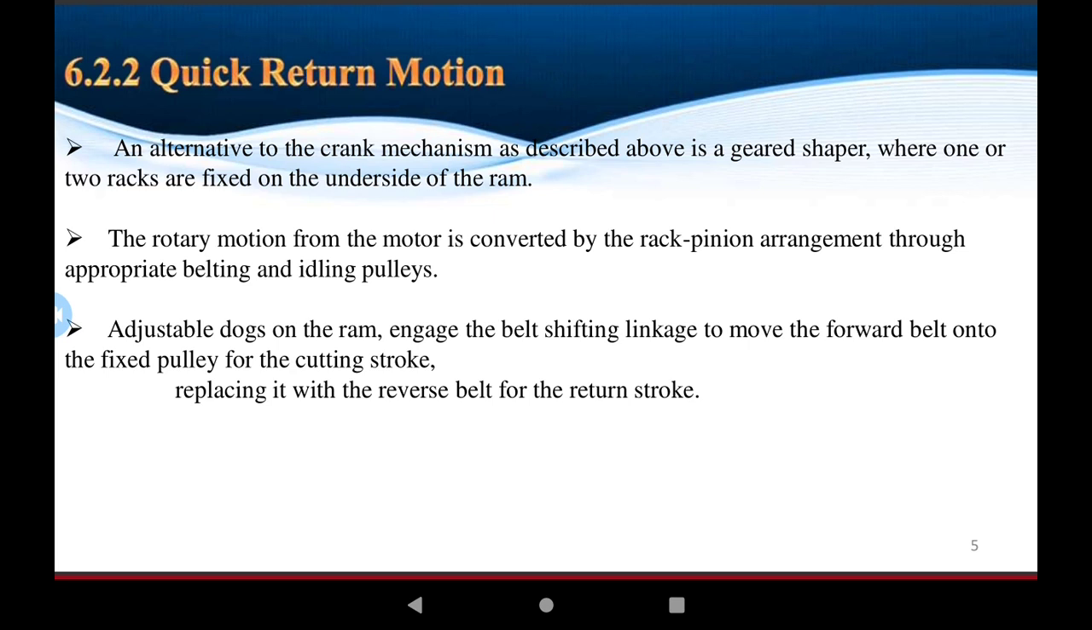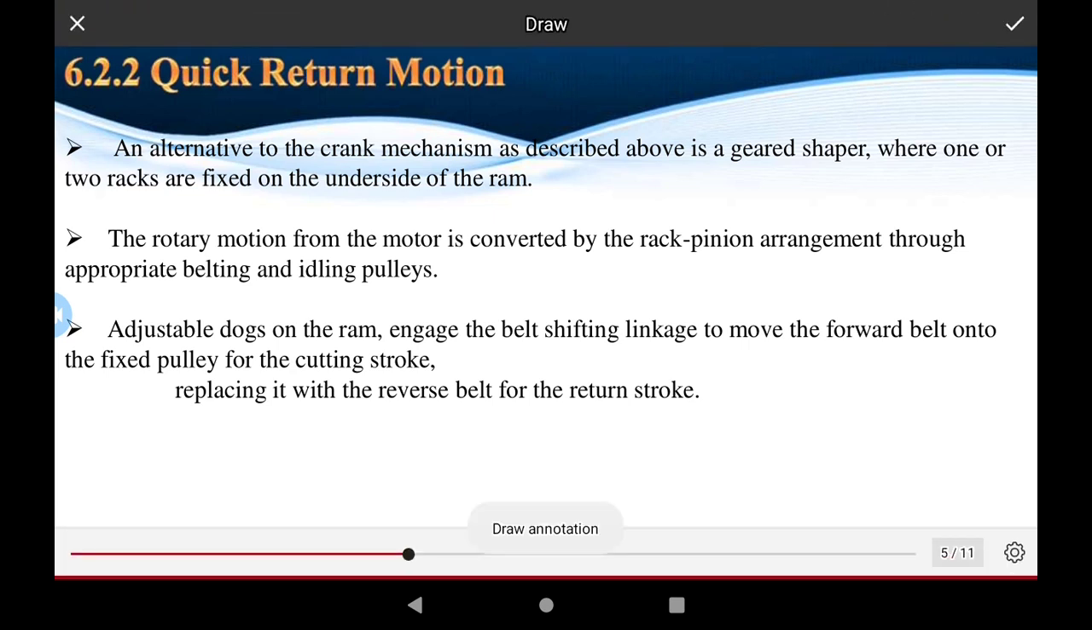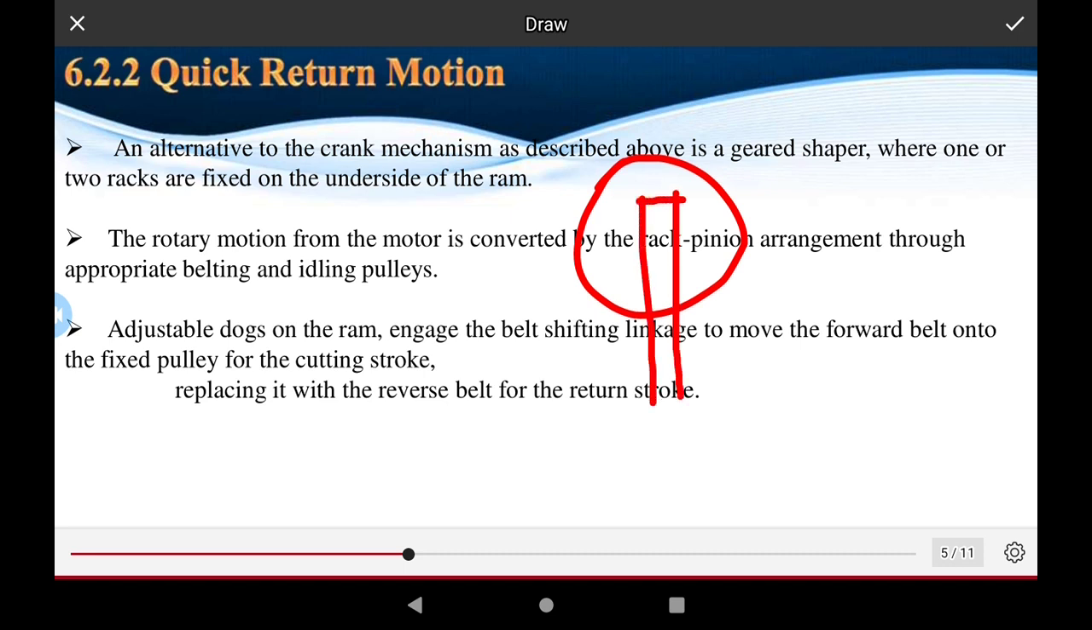And the rotary motion from the motor is converted by the rack and pinion arrangement through appropriate belting and idling pulleys. Okay, and this is the rotary motion. This is the pulley, acting on the shaft. Okay, this pulley is fixed, and on the other side the pulley is also fixed.